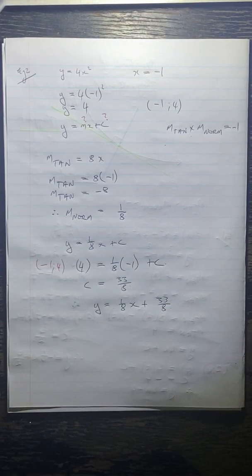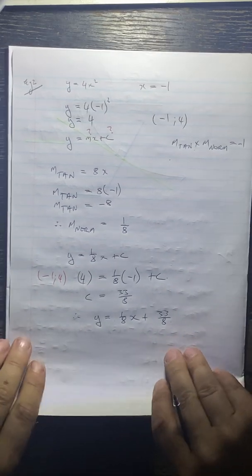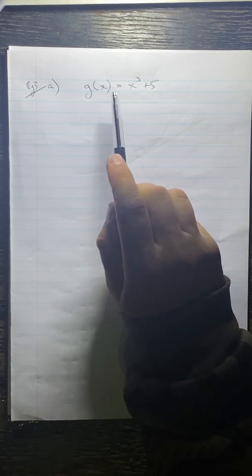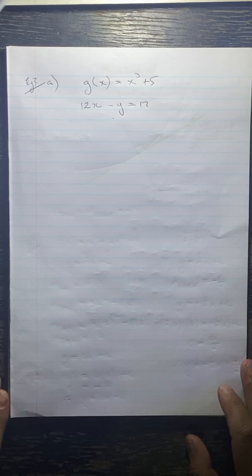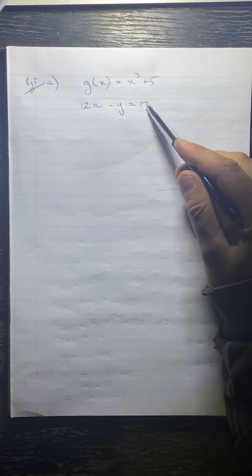All right. Now, going on to example 3. This is 2 parts. So part A, it's saying here, at which point is the tangent to the curve, so we've got this main curve, g of x equals x cubed plus 5. At which point is the tangent to this curve parallel to this line, 12x minus y equals 17? So we need to find the point of contact where the tangent to this curve is parallel to this line.